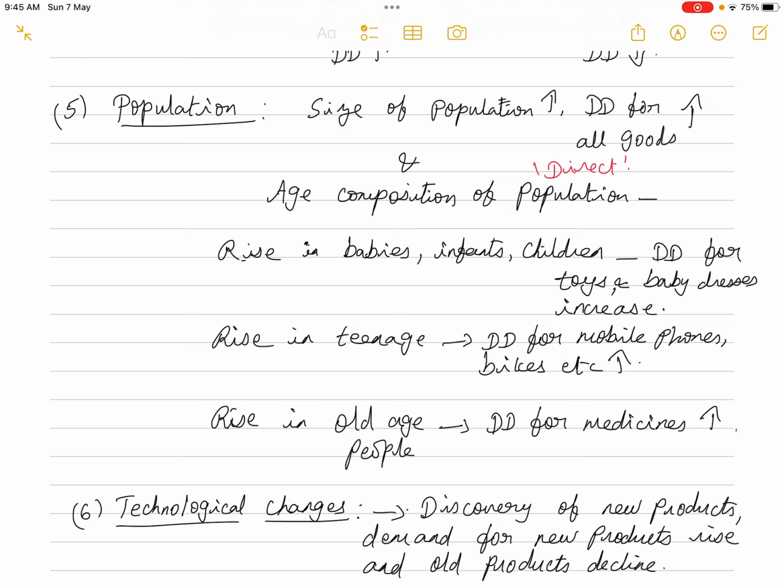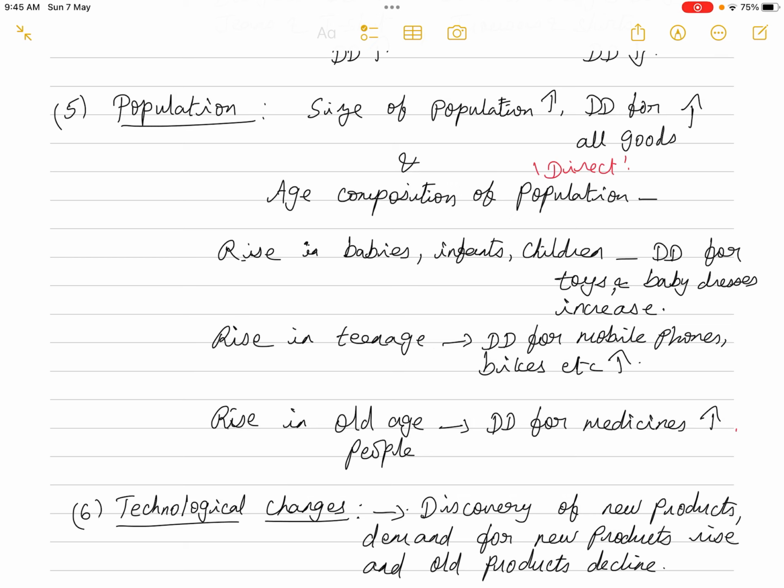Generally, the demand for everything will increase if the size of population increases, and vice versa. So again, we have a direct relationship, and it is not only the size of population but also the age composition of population. That is, what percentage of age group in that particular population, out of the total population, which age category percentage is more.